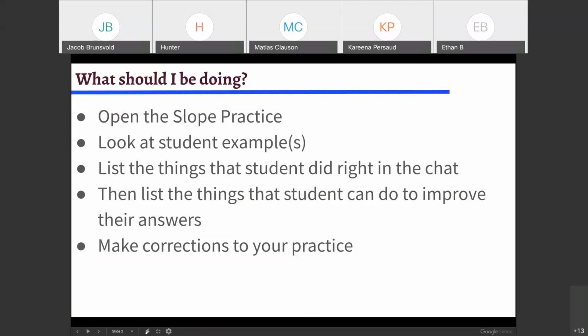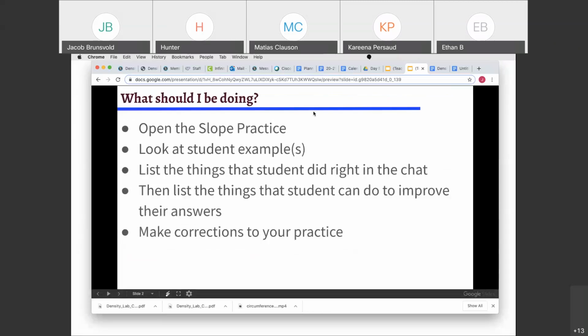So what should you be doing? Well, you should open up graphing practice 2. It says slope practice here, but really we're going to start off with graphing practice 2. So let me just edit that real quick.